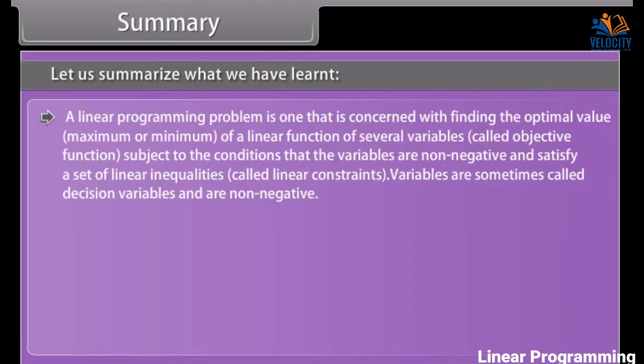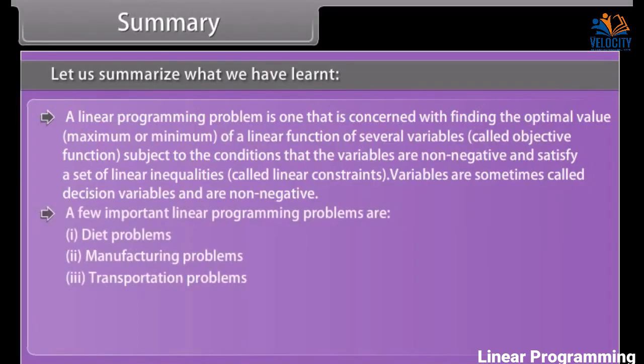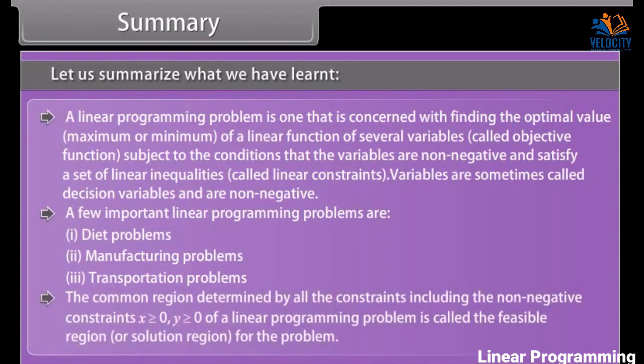Variables are sometimes called decision variables and are non-negative. A few important linear programming problems are: 1. Diet problems, 2. Manufacturing problems, 3. Transportation problems. The common region determined by all the constraints, including the non-negative constraints x greater than or equal to 0, y greater than or equal to 0, of a linear programming problem is called the feasible region or solution region for the problem.